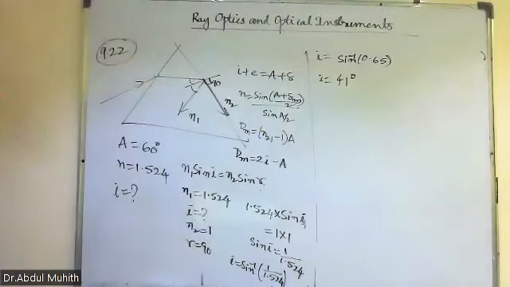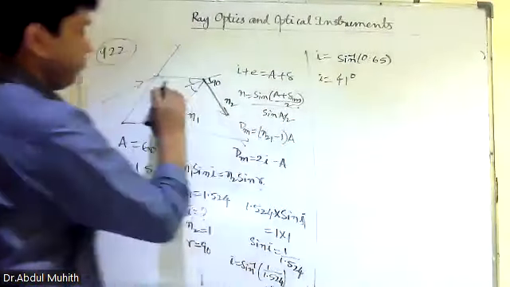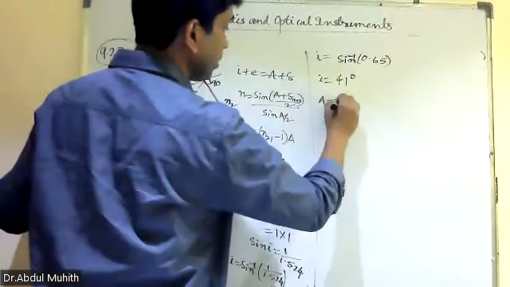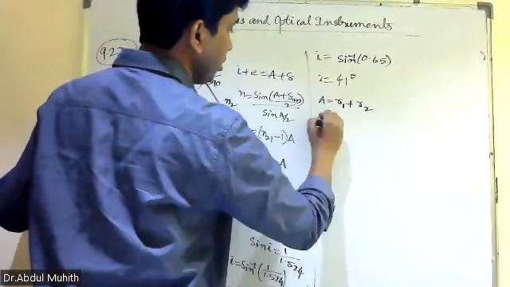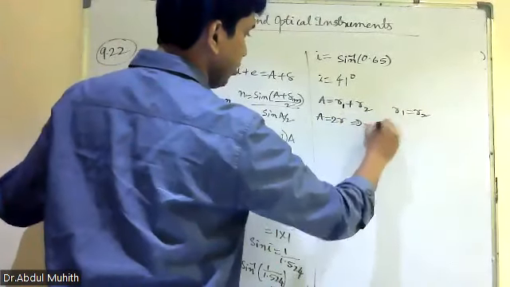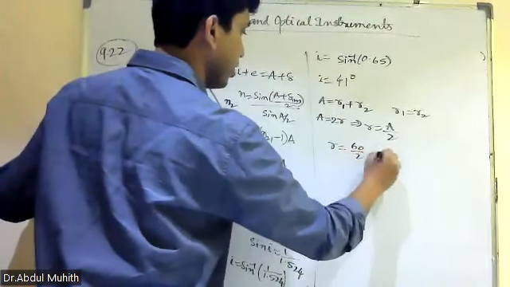So we got angle of incidence as equal to how much? Are you understanding, all of you? That is 41 degrees. Now we also know that in angle of minimum deviation position, A will be equal to R1 plus R2. So that will become A is equal to 2R, which implies R1 is equal to R2. So therefore R is equal to A by 2. R is equal to 60 by 2, which is equal to 30 degrees.